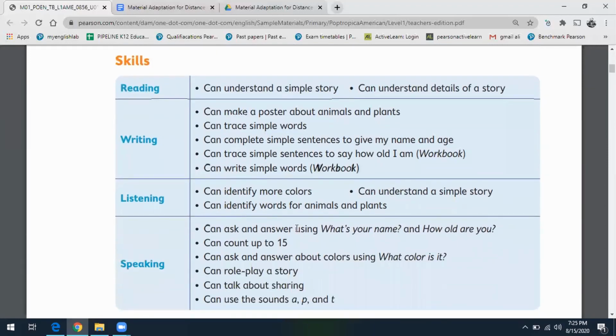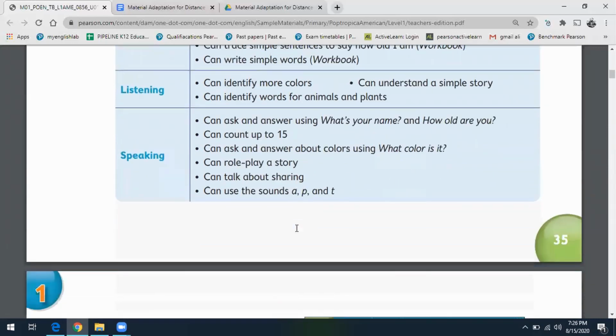Okay, don't worry about those skills, because each book is designed so that everything falls comprehensively if students meet the objective. So just focus on the objective. And then you have the lessons.